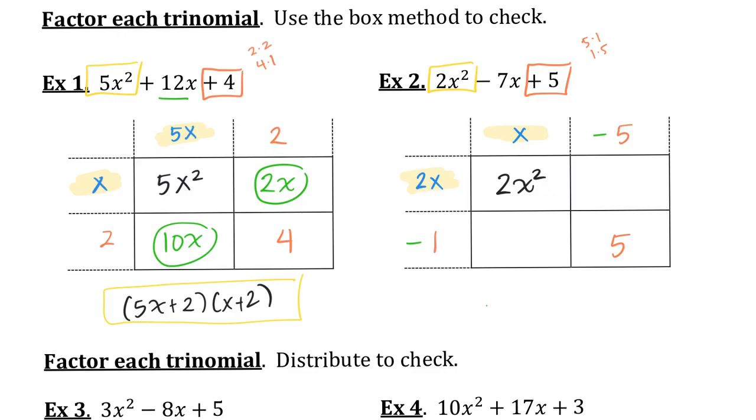If I do 2x times negative 5, I get negative 10x, negative 1x. Now, negative 10x and negative 1x, there's no way that makes negative 7. Okay, so I tried this and this. Let me switch the 5 and the 1. And then it should work because there's no other possibility.